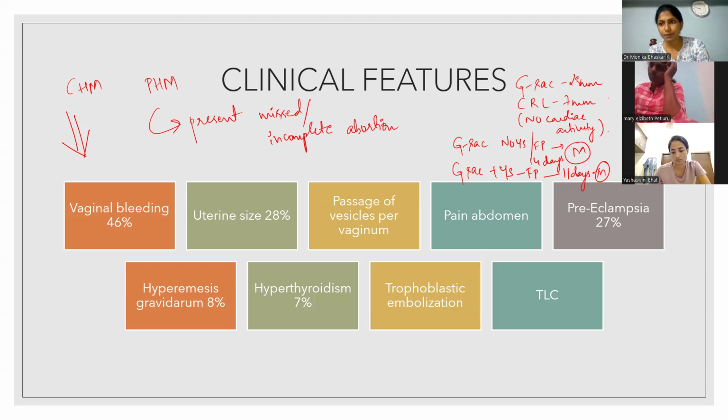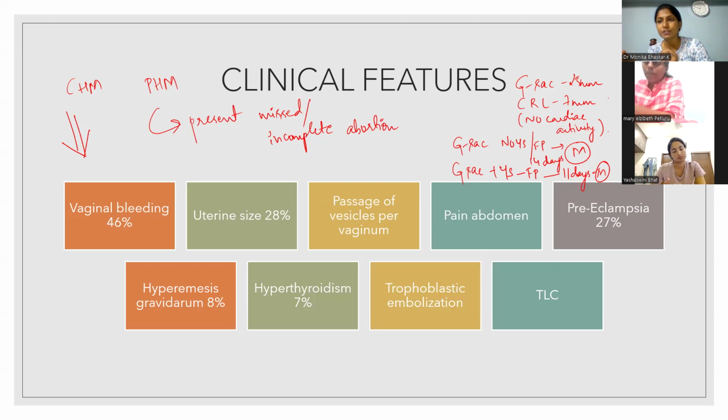So this partial mole can present to you with components of missed abortion. It presents like a missed abortion, and only when you do an evacuation and send it for histopathological examination will you get to know that it was a partial mole. So the gold standard of diagnosis, or the definitive diagnosis, of hydatidiform mole is always after histopathological examination. Though you have ultrasonic features, clinical features, or pathognomonic features like passing of grape-like vesicles, everything you have seen.